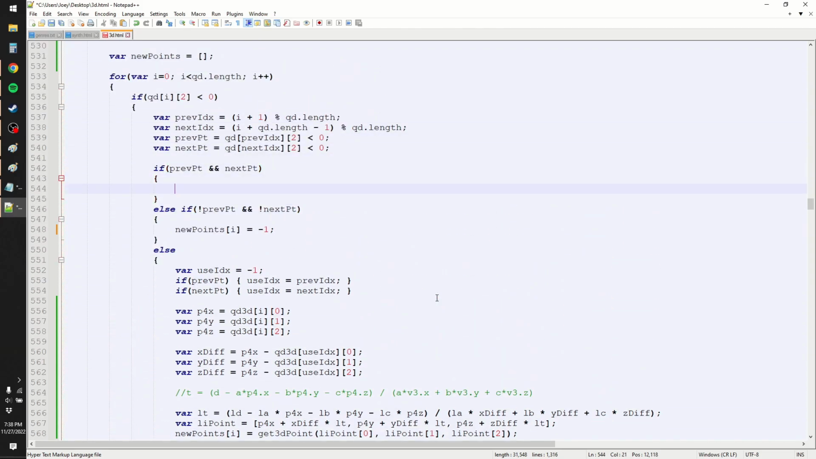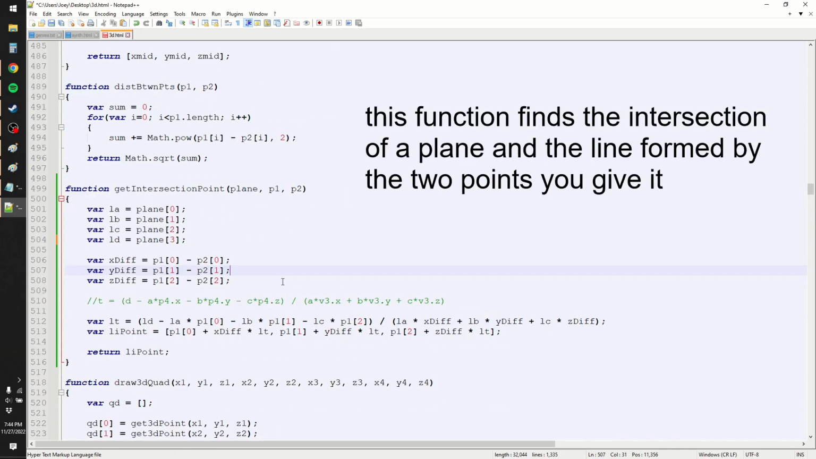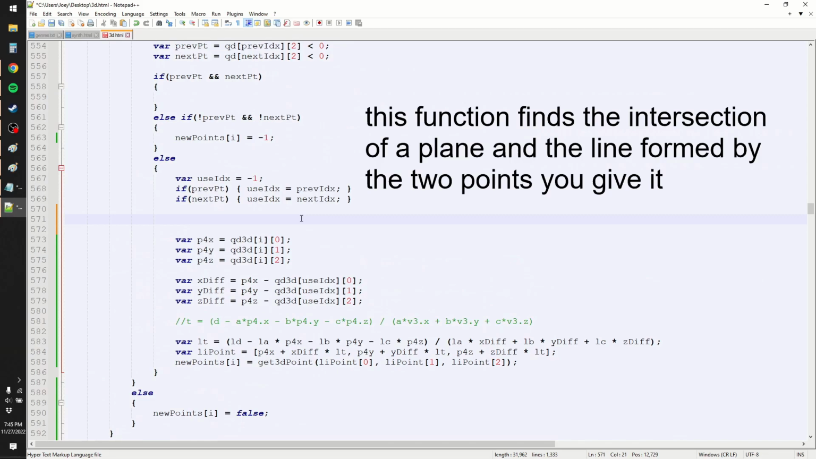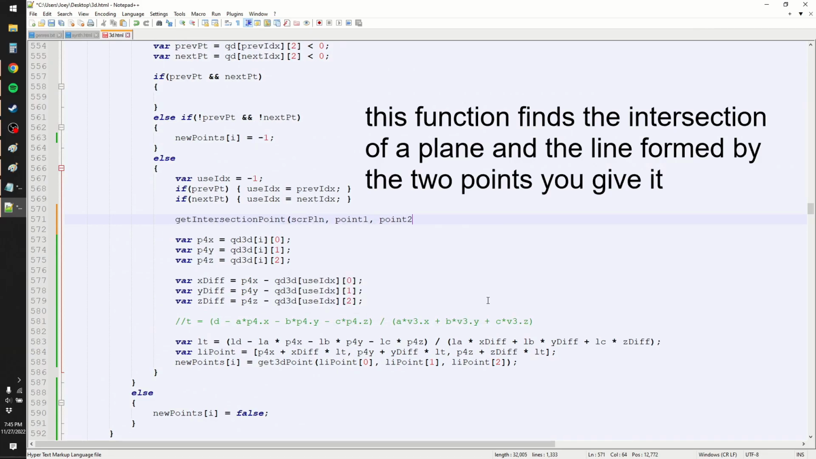Now this case, oh god. That makes me want to functionize this, so I don't have to write it again. Alright, there, it's been functionized. So how does this work? Get intersection point, we give it screen plane, we give it point 1 and point 2.